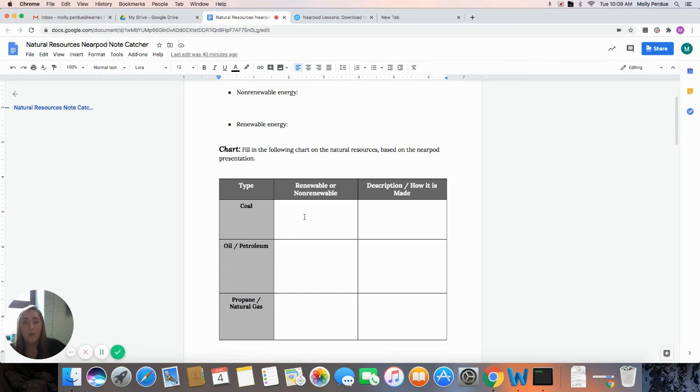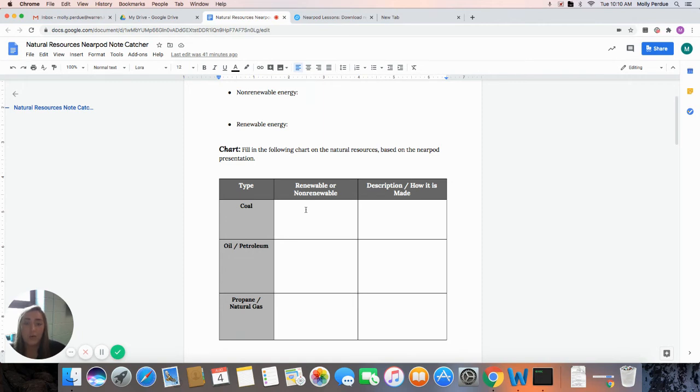In this middle column, you're going to put if it's a renewable or non-renewable resource. And then on the right, you're going to put a description of what this is. You can draw a picture if you want, and also include how it's made, right? So we went over how coal is made. We also went over how oil is made. If we didn't go over how it's made, you don't need to include that in there, okay?